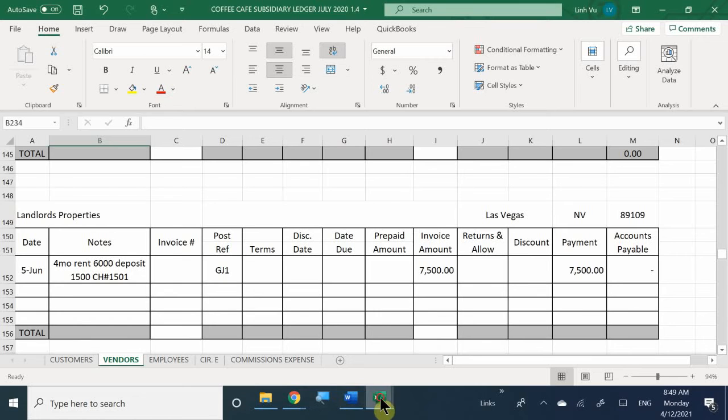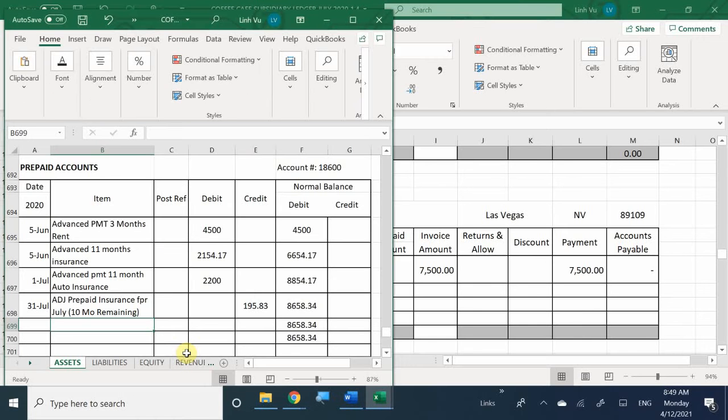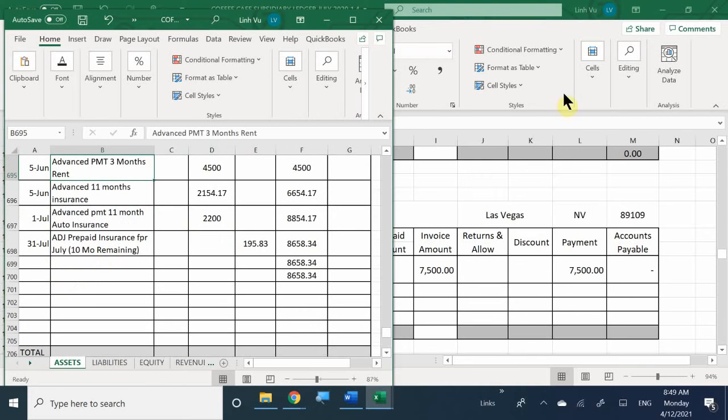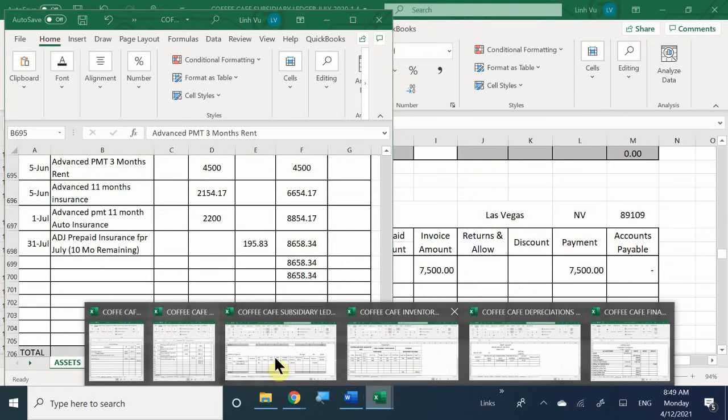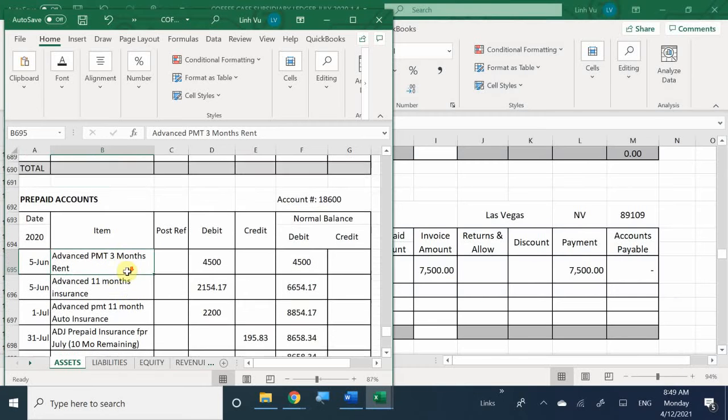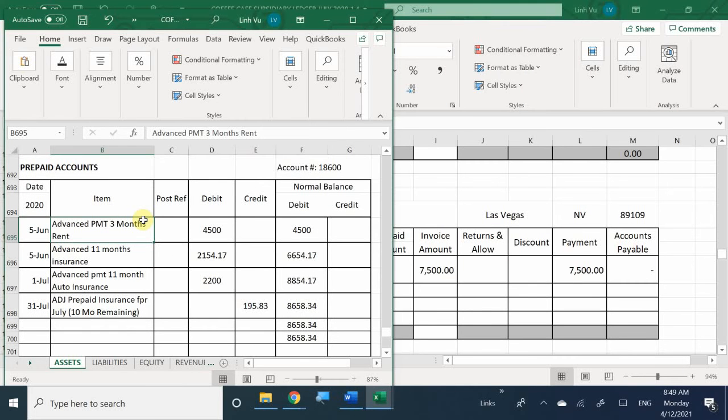So once again, if I go to my general ledger, notice this. I wrote right here that I made an advance payment for 3 months worth of rent. Okay, that means I still have 4,500 left. So here I need to adjust this as well. Okay, so if I need to adjust it and reflect that I no longer have 3 months, I only have 2 months left because I used the month of July.